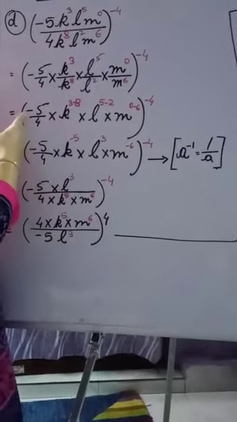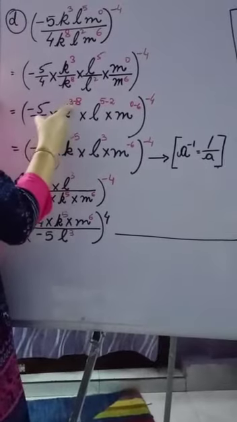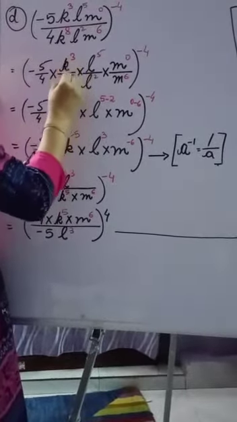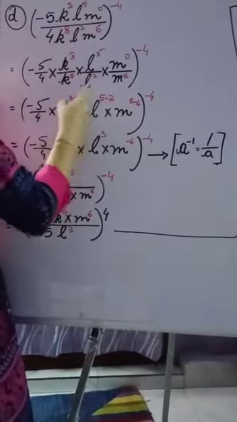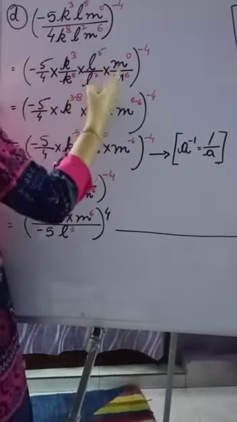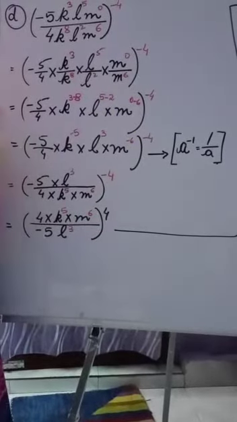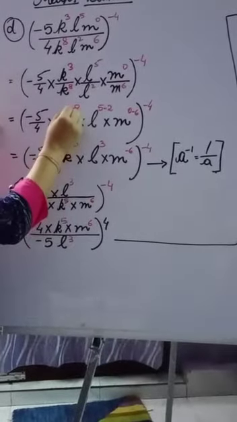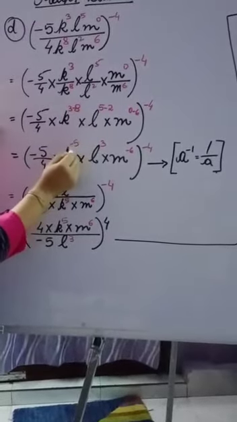Now, minus 5 by 4 into k to the power 3 minus 8. So the base is same, the powers will be subtracted, into L to the power 5 minus 2. Again m to the power 0 minus 6. Now what will be in the next step? Minus 5 by 4. Now k to the power 3 minus 8, 3 minus 8 is minus 5.